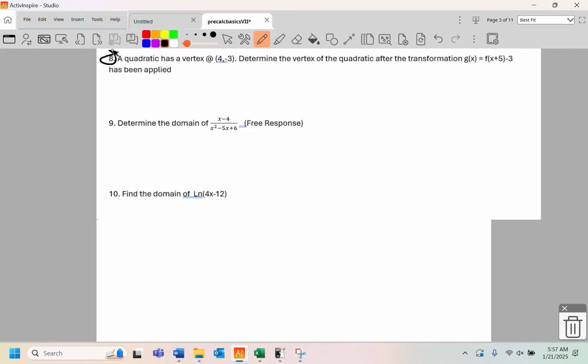And this is probably going to be the last time number 8 sticks around. The quadratic has a vertex at 4, -3. Determine the vertex of the quadratic after the transformation has been performed. We have beat this to death. This is a left 5, and this is a down 3. So if I go left 5, I'm taking away 5. And if I go down 3, I'm taking away 3. So 4 minus 5 is -1. And -3 minus 3 is -6.